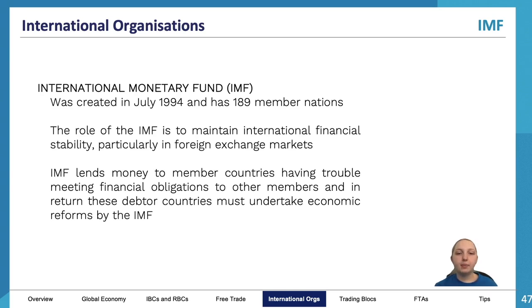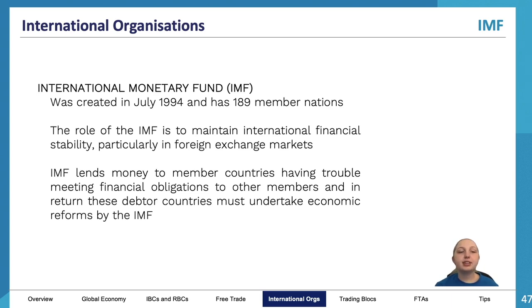The role of the IMF is to maintain international financial stability, particularly in the forex. So the keywords here are maintaining financial stability. The IMF lends money to member countries that are having trouble meeting their financial obligations to other member countries. And in return, these debtor countries must undertake economic reforms set by the IMF.